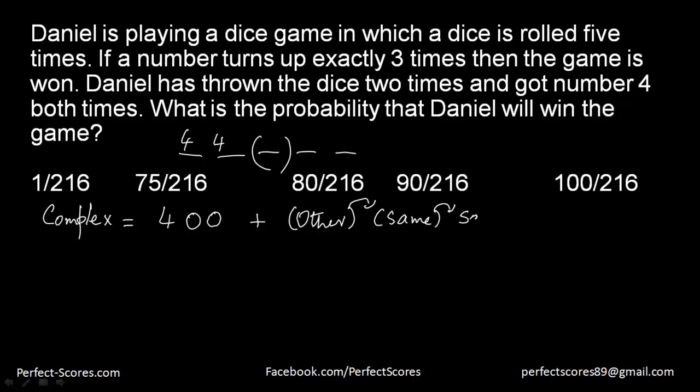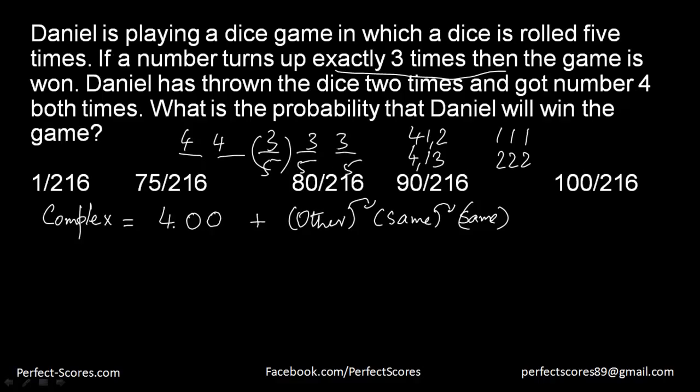That is the way he is going to win. Elaborating more on that, he can win by a 4 1 and 2. He can win by a 4 1 and 3. He can also win by 1 1 1 and 2 2 2, because if he gets a number exactly 3 times, he wins the game. So 4 4 3 3 3 is actually a win. 4 4 5 5 5 is actually a win. So these are the 2 possible ways in which he can win this game.